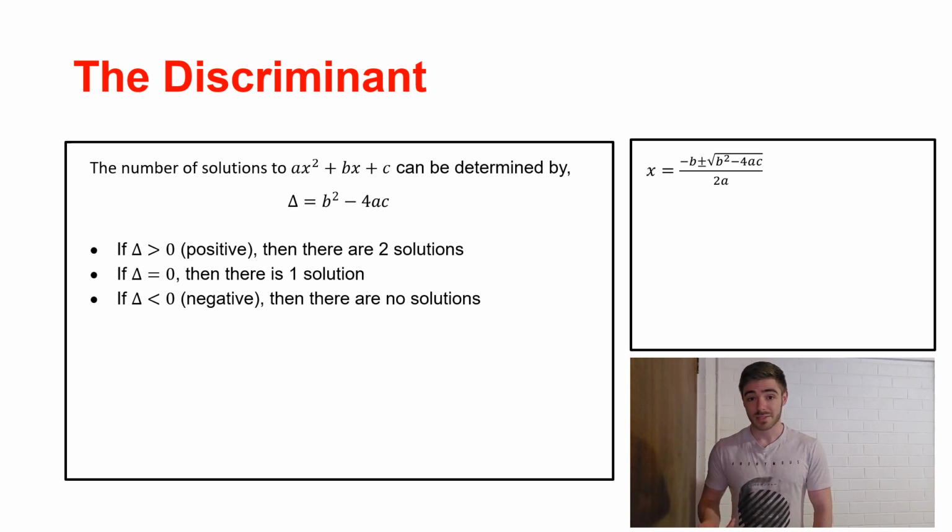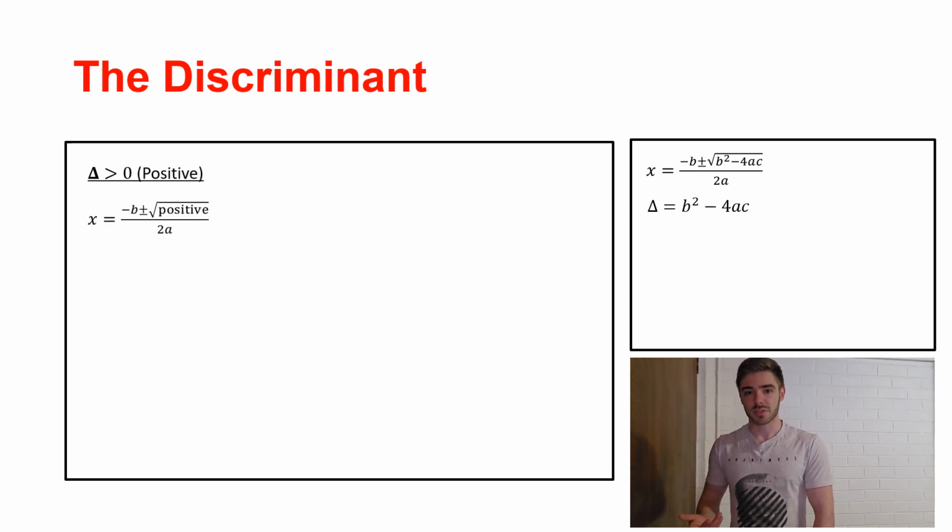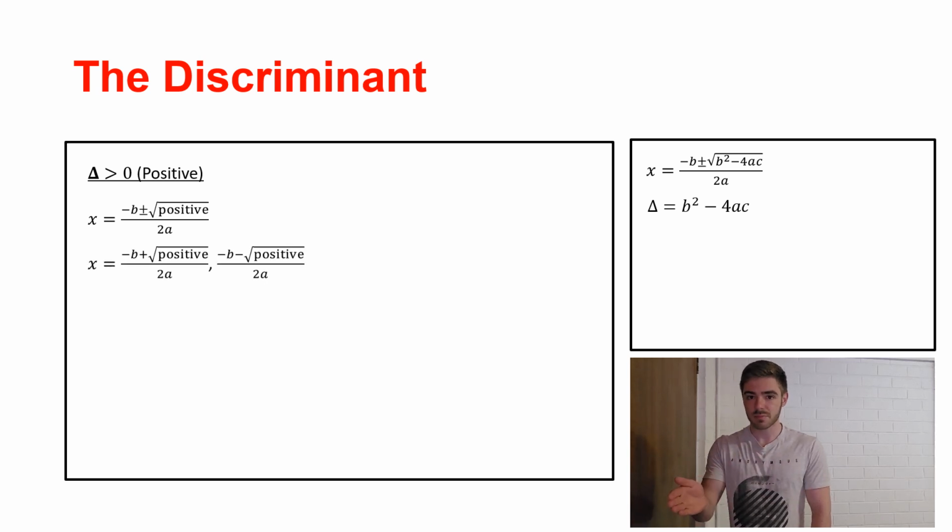The reason why has to do with the quadratic formula. Let's look at a few scenarios. If the discriminant is positive, then the inside of the square root is going to be positive, in which case the quadratic formula splits into a positive and negative component and thus has two solutions.